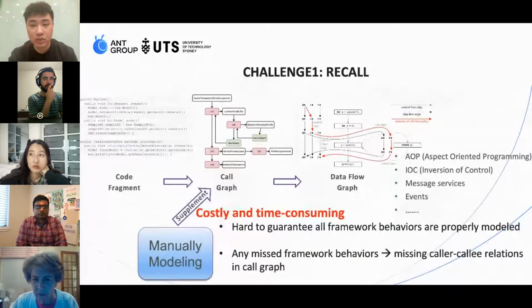Even though we can supplement the call graph by manually modeling these framework behaviors, it is costly and time-consuming, and it is hard to guarantee all framework behaviors are modeled. If any framework behavior is missed, the caller-callee relation will also be missing in the generated call graph, and the recall rate of the taint analysis will be reduced.